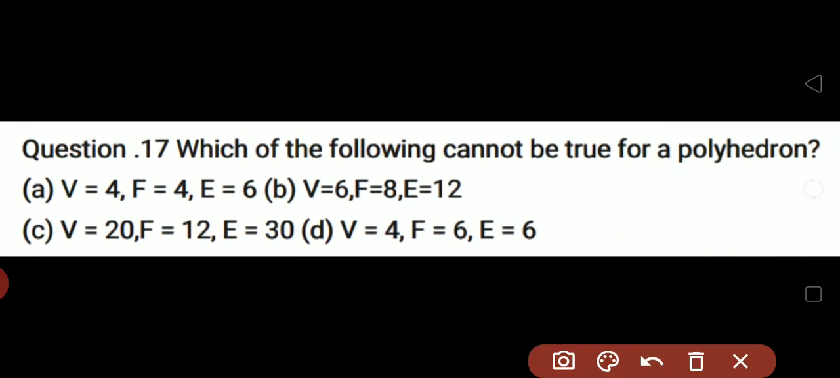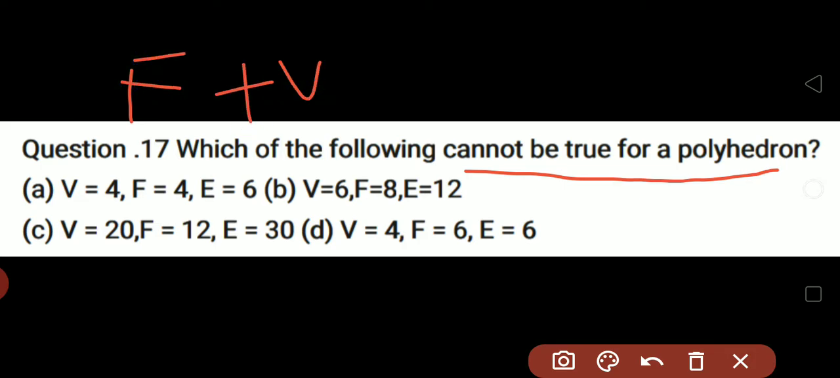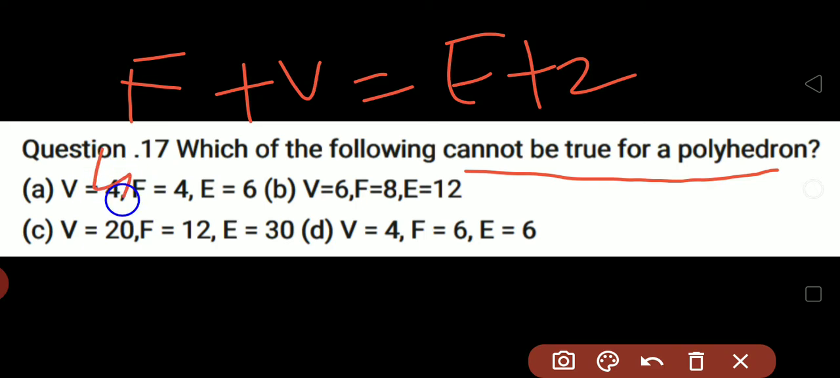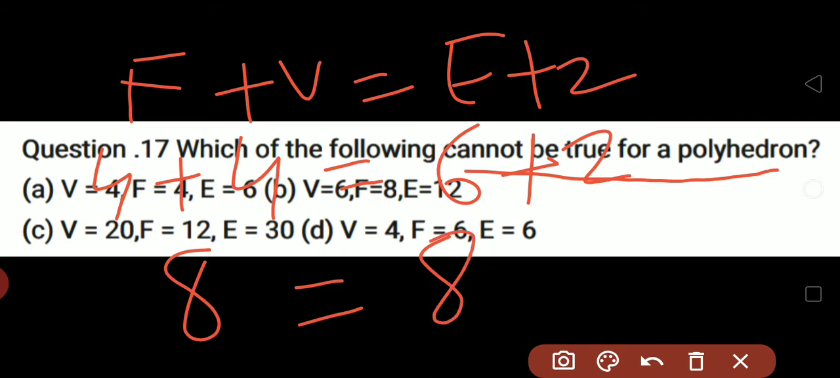Which of the following cannot be true for the polyhedron? For the polyhedron it must satisfy Euler's formula, that is F plus V equal to E plus 2. So let me check. V is 4, F is 4, E is 6. So let us check here: 4 plus 4 equal to 6 plus 2. If it is true, then it is a polyhedron. So yes, 8 equal to 8, so true.